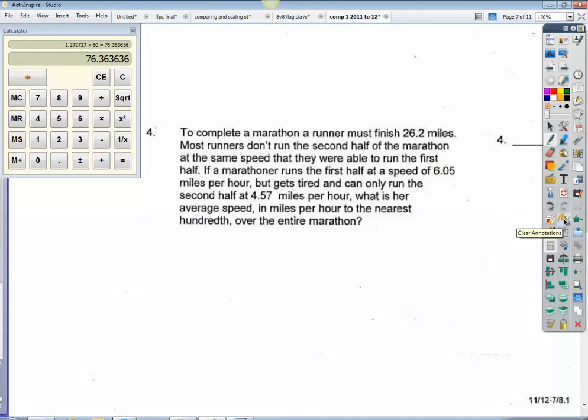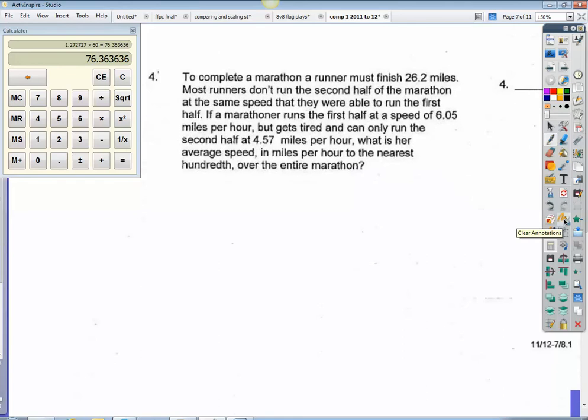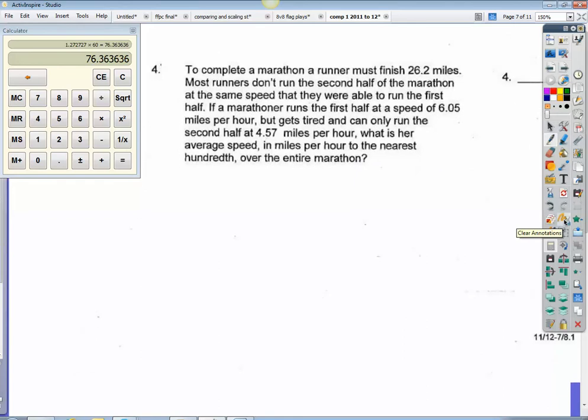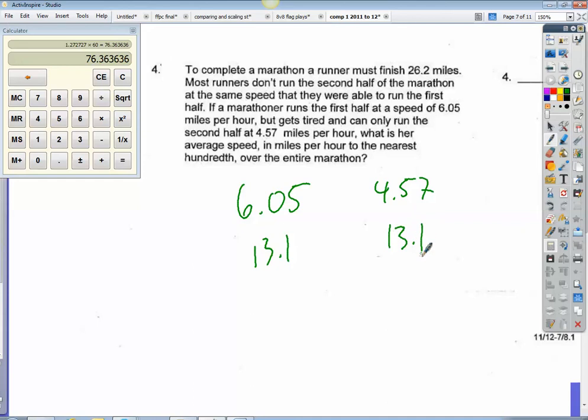To complete a marathon, a runner must finish 26.2 miles. Most runners don't run the second half of the marathon as fast as the first half. Shocking. If a marathoner runs the first half at a speed of 6.05 miles per hour, so that's for 13.1, and then gets tired, and runs the second half at 4.57 miles per hour, that's also 13.1, what is her average speed? You can't just average them together.